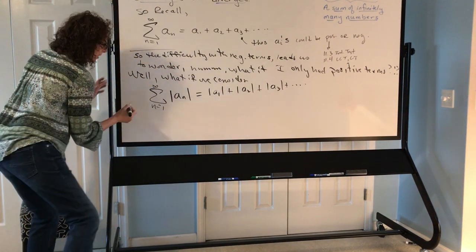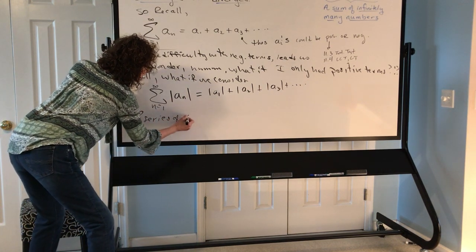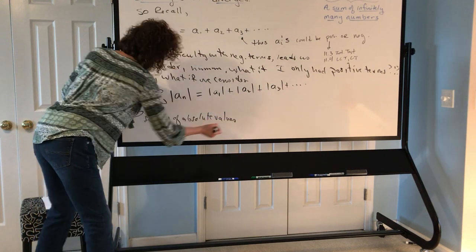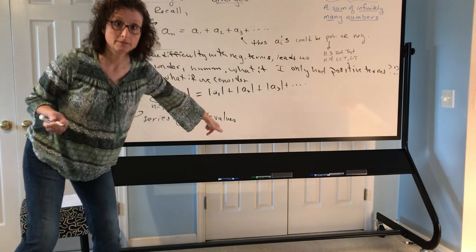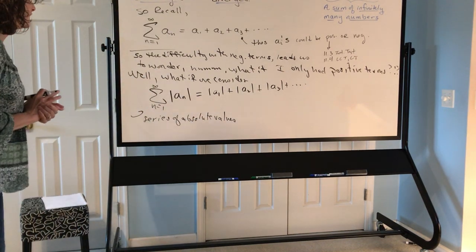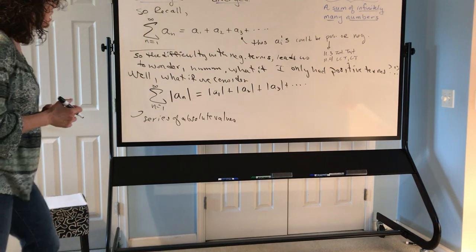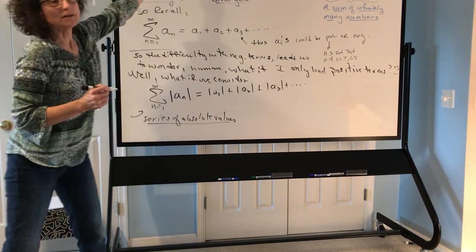So we call this the series of absolute values. Right? Series means sum, right? Sum the absolute values, right? Okay, good. Alrighty, so this is our concept. Let's see what we can do with this. So because we have this new idea, this series of absolute values, we need some new vocab.